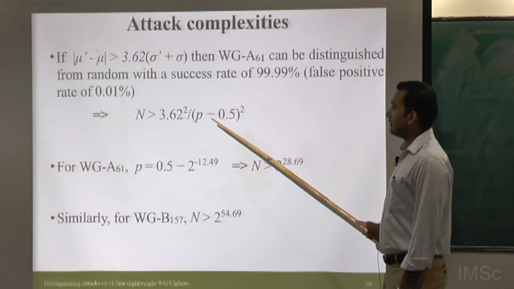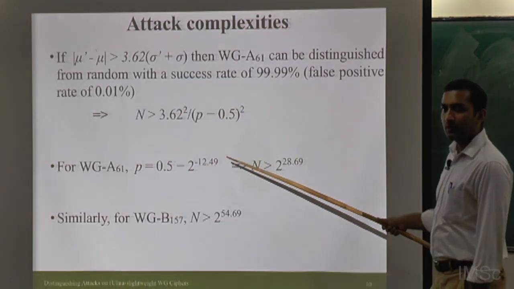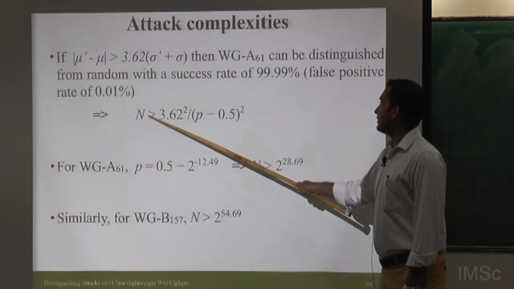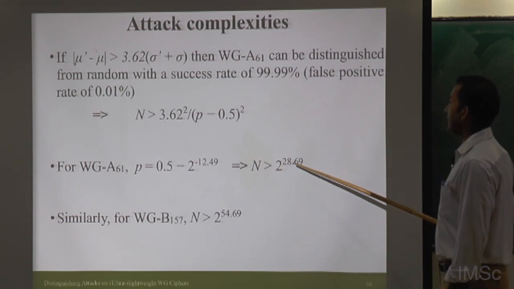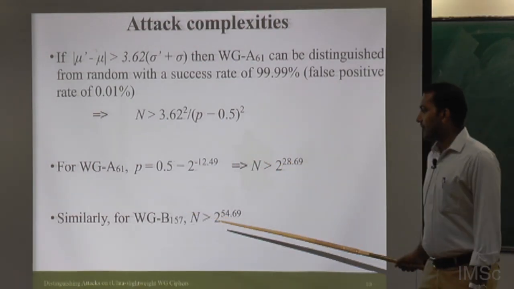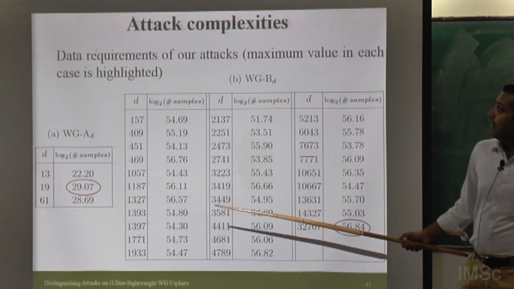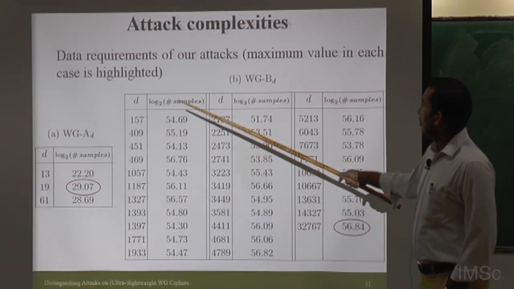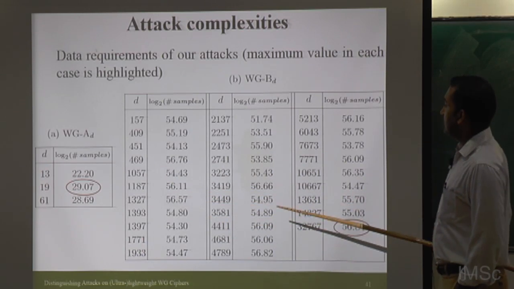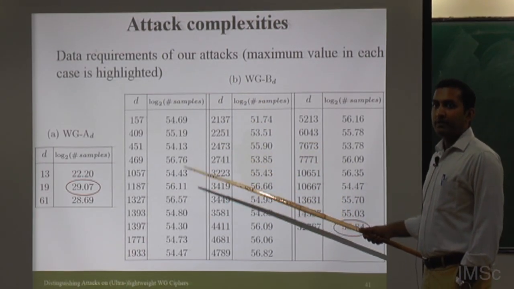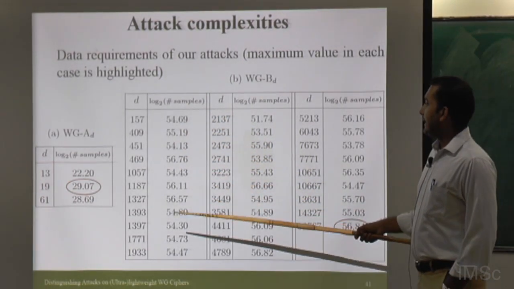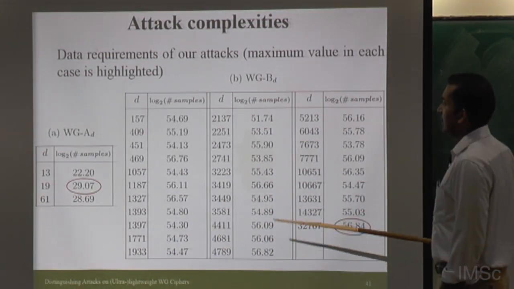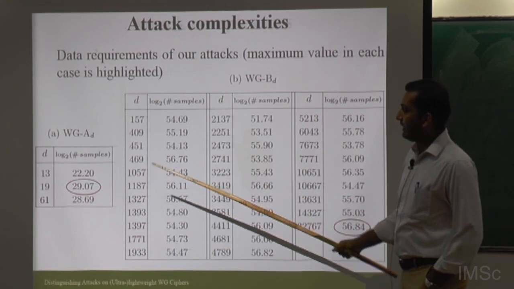For WGA61, we know that the p value is equal to 0.5 minus 2 power minus 12.49. Based on that, we compute that n must be greater than 2 power 28.69. Similarly, we can compute for WGB 157. And for the other members of the family, we have computed complexities, and we can see that the entire WGA and WGB family can be attacked using our method. These are the complexity requirements for our attack. The highlighted ones are the maximum complexity requirement in each family.